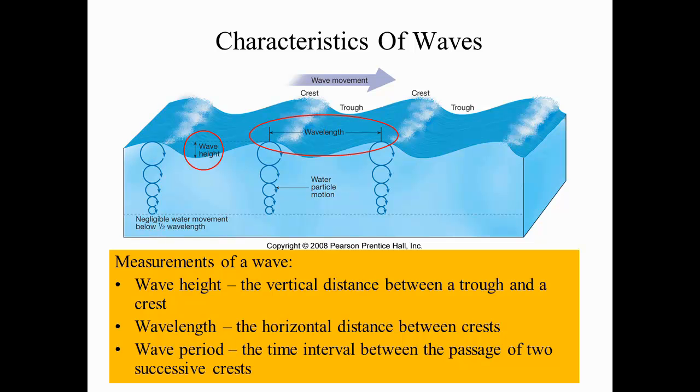We can also make several measurements of the wave. For example, the wave height is simply the vertical distance between the trough and adjacent crest. The wavelength, in turn, is the horizontal distance between the crests, and the wave period is the time interval between the passage of two successive crests.